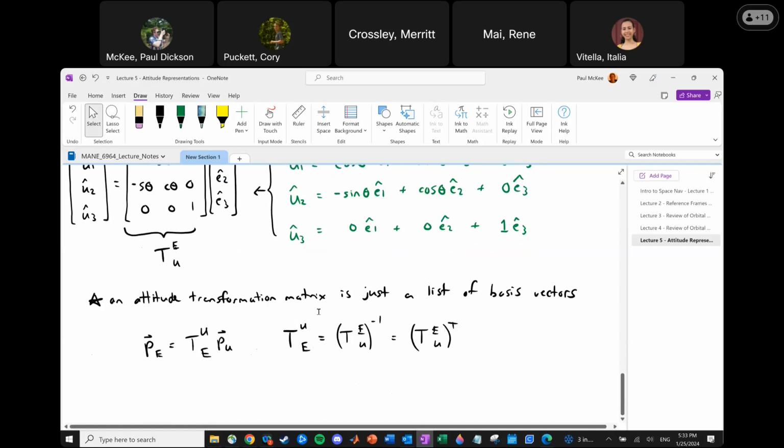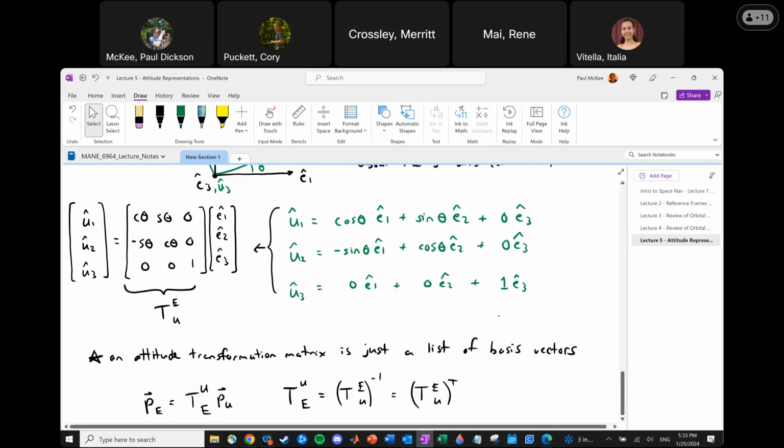I'm going to say that like 50 times today. These are not rotation matrices. These are attitude transformation matrices.